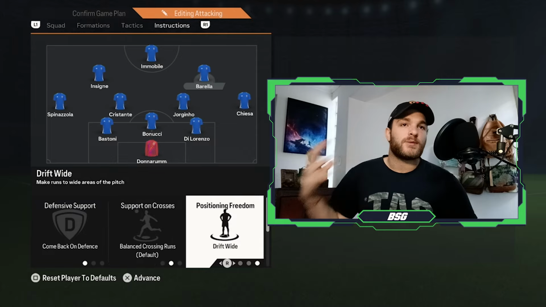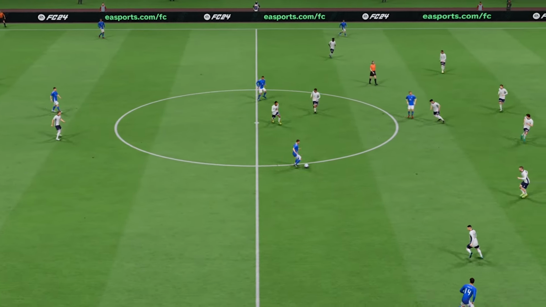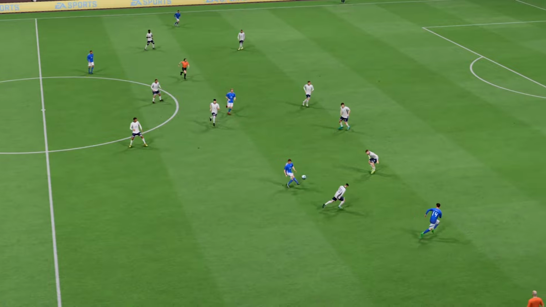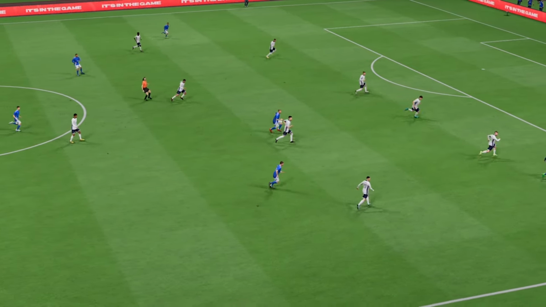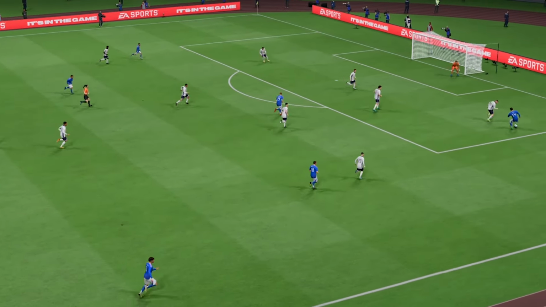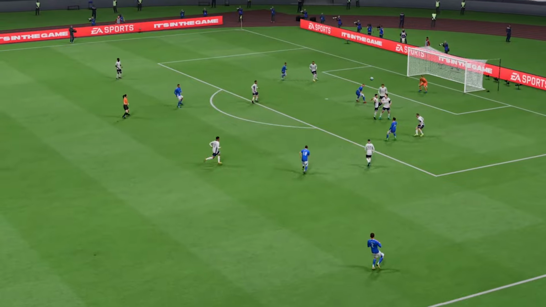And of course, you want him to still drift wide into that wider right space, looking to combine very effectively with Chiesa and looking to provide extra passing options from the right flank. And then finally, the interceptions will still be set to aggressive.